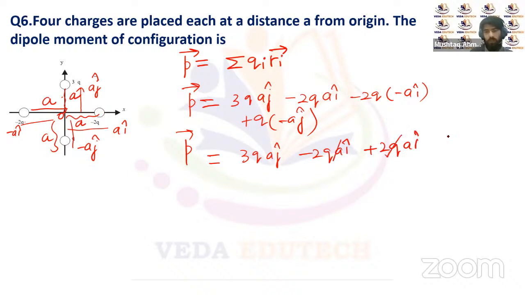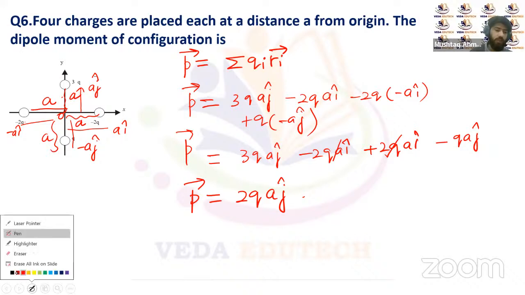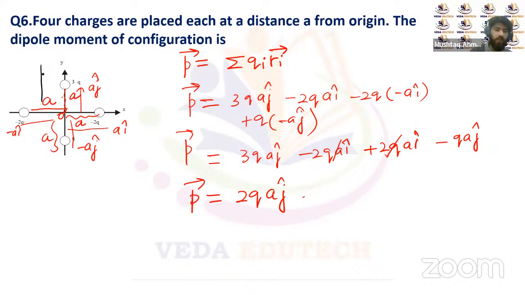So the net dipole moment will be 3q a j cap minus 2q a i cap plus 2q a i cap, minus q a j cap. The two i cap terms cancel. So the net dipole moment p will be 2q a j cap. This is the net dipole moment because of these four charges distributed in this fashion, and its direction is along the y direction. That's 2qa, the net resultant dipole for this configuration.